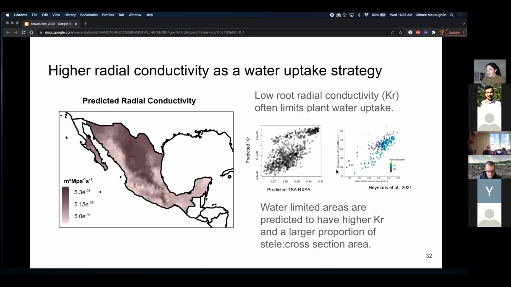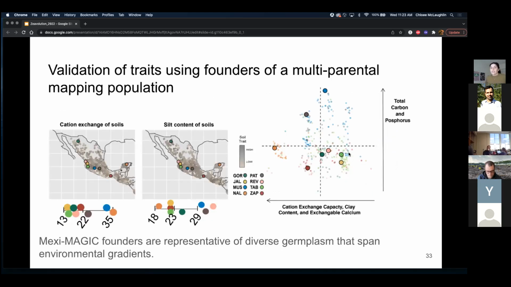And so one of our next steps is actually validating these predictions using the founders of a multi-parental mapping population. So our lab, and in collaboration with many others who are here on the call, is making a multi-parental mapping population whose founders are representative of diverse germplasm that span environmental gradients. Here, I'm showing diversity in the soil environment of these 8 parents, but you can imagine that just like them spanning different silt content and cation exchange capacity of soils and loading differently for soil environments, they're also representative of diverse altitudinal gradients, precipitation regimes, and temperature gradients.